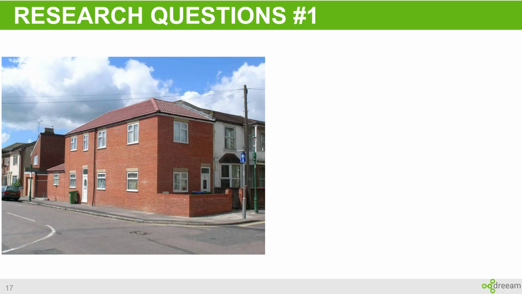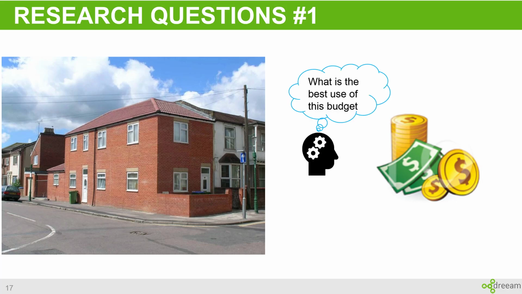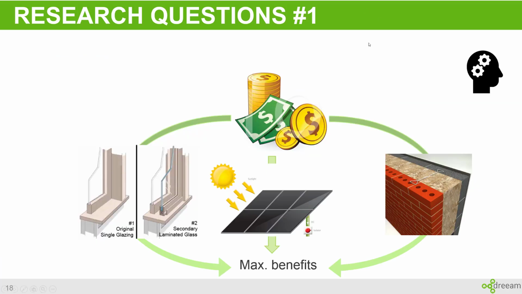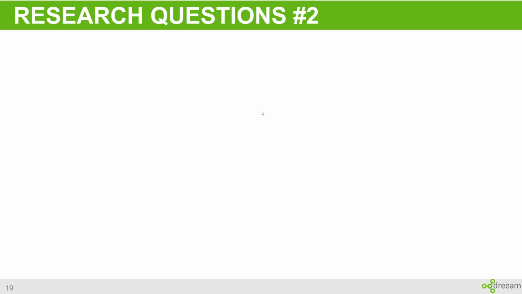Research question number one. We have a certain building with a certain thermal condition, a certain energy demand, and a certain money budget, and the research question is what is the best use of this budget in my building. In other words, I need to know the best split of this budget on wall, window, or photovoltaic to maximize the benefit of these retrofitting measures. What is the optimal split of a given budget to maximize the economic potential of retrofitting?